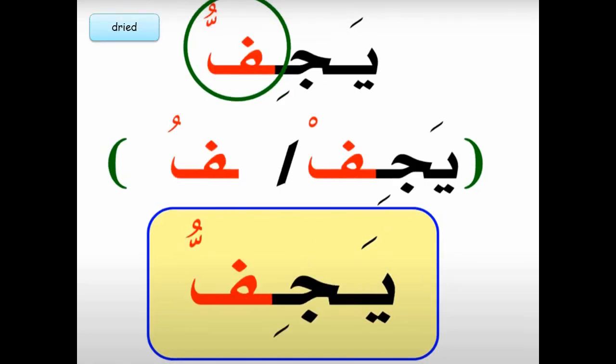Alright, the following example, yajifu, which means to dry something, or something becomes dried. Of course, shadda or the stress takes the haraka of the last letter. We have yajif, we have sukun, and fu, we have dhamma above that letter. So shadda takes the dhamma of the second one, and we say yajifu. Right, that's it.